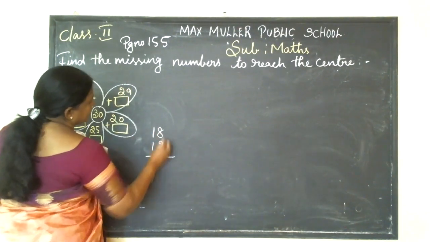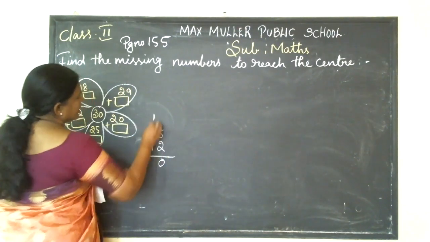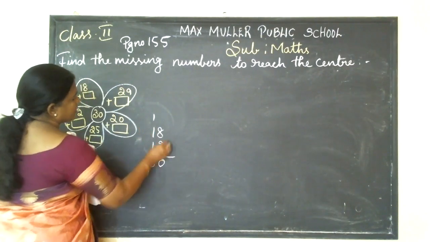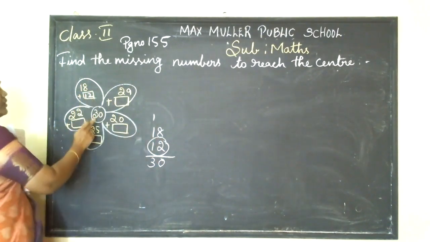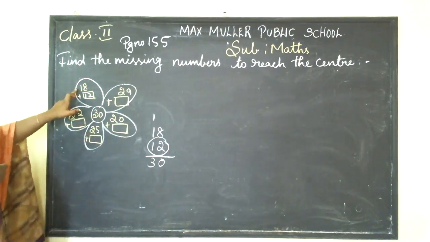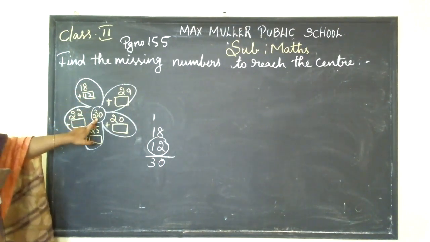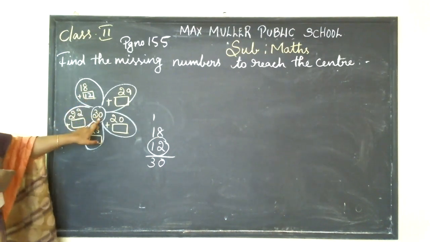See, correct. 18, 8 plus 2, 10. Here, 1, 2, 3. How much do you want to add here? 18 plus 12 you want to add. You reach 30. 18 plus 12, you will reach 30. If you add 12, you will reach 30.